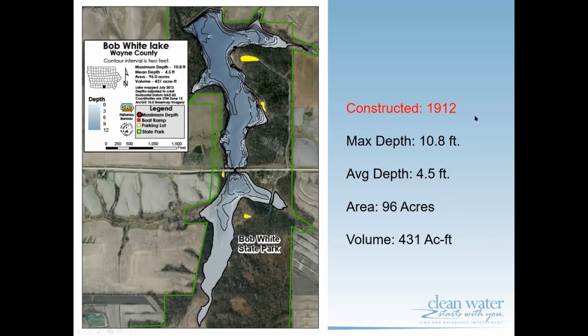One interesting thing about Bob White Lake was it was actually constructed in 1912 as a way station for steam engines, steam locomotives, to refill the water tanks for those. So it's quite unique in its construction and its original designated use compared to most lakes in Iowa.